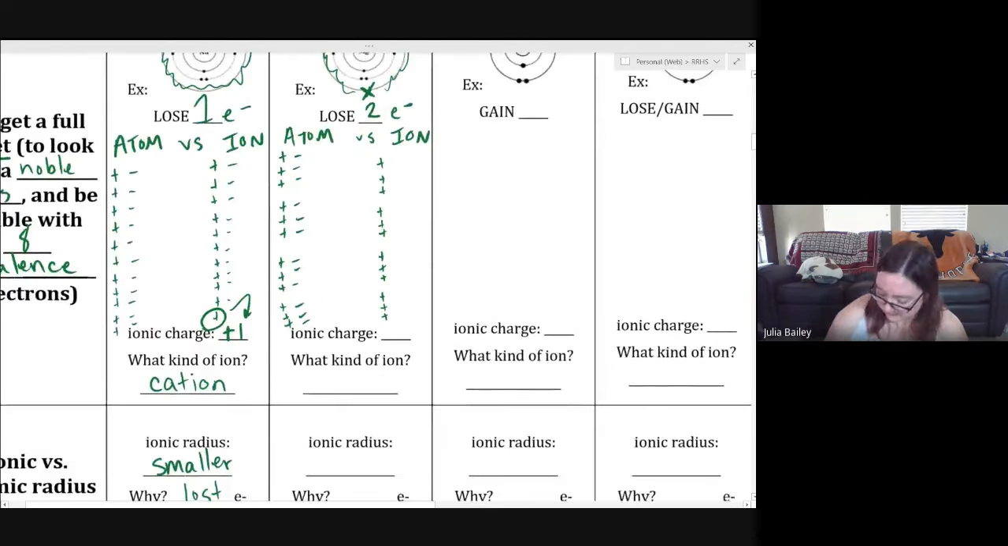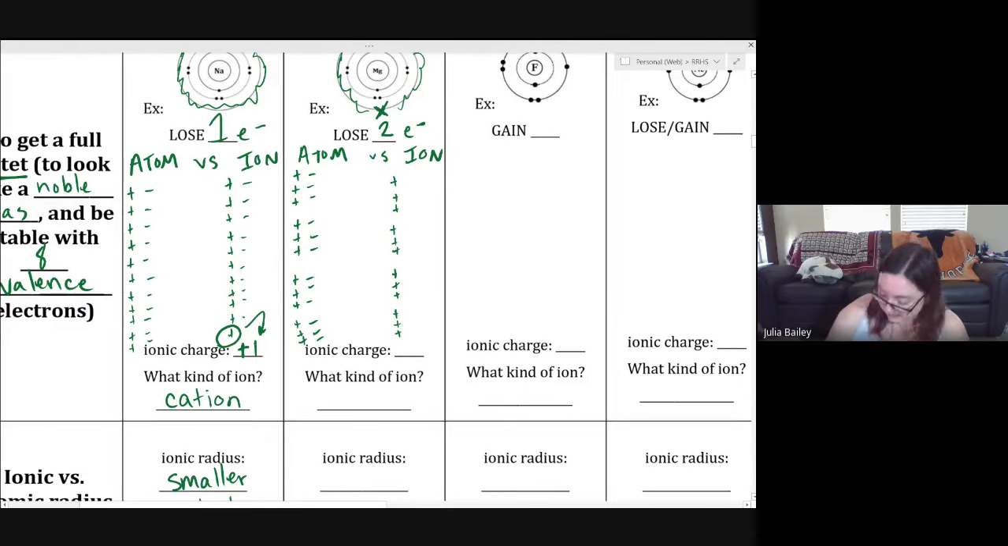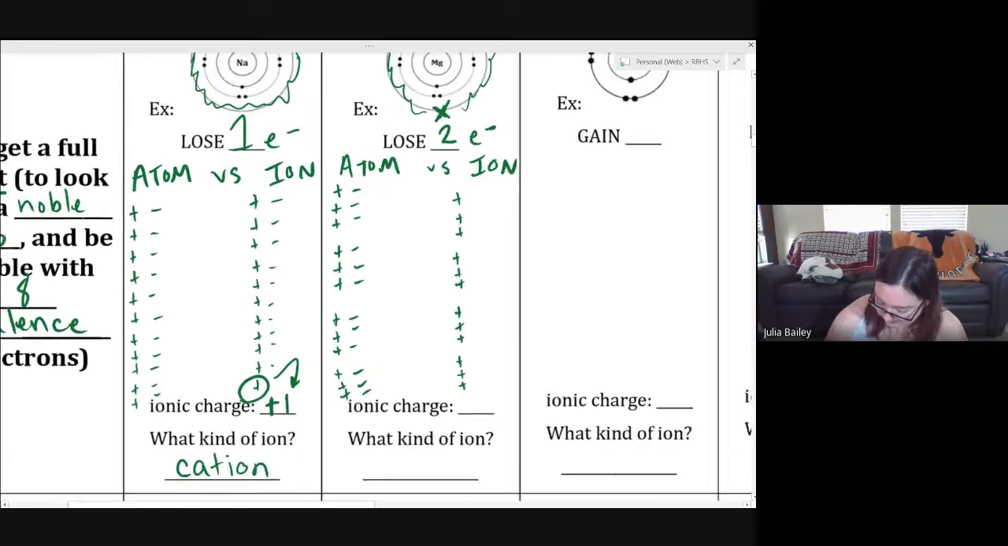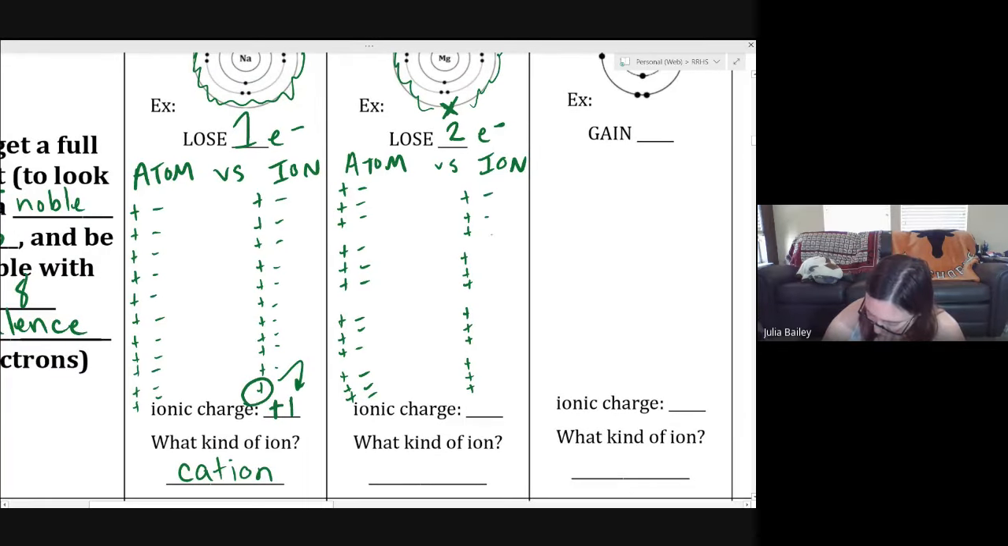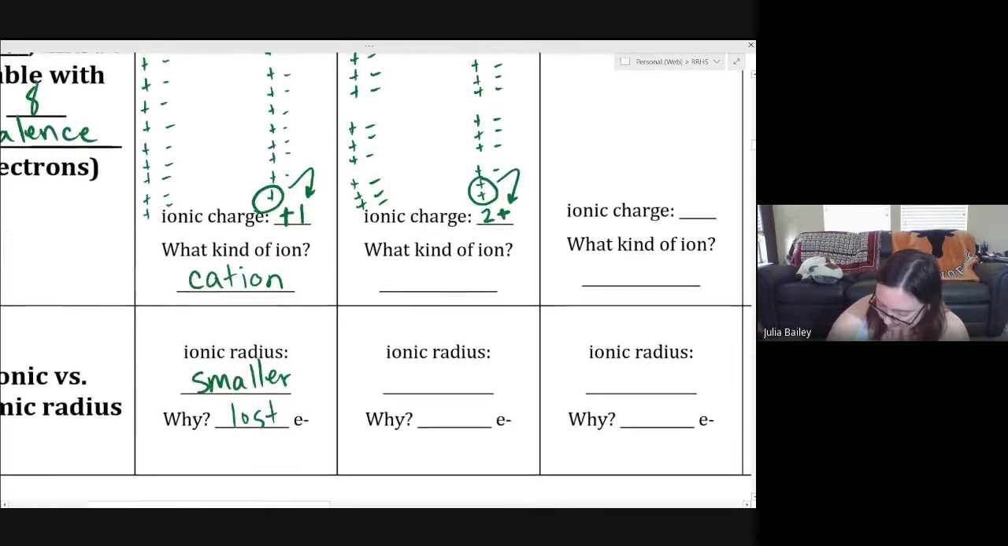But if I look at an ion of magnesium, it has lost 2 electrons. And in losing 2 electrons, it now only has 10. And that means that there are 2 protons of magnesium that are not balanced out by a negative electron. So you have 2 leftover pluses, and those contribute to a positive 2 charge on a magnesium ion. So what kind of ion is it that has a positive 2 charge? That's going to be a cation.